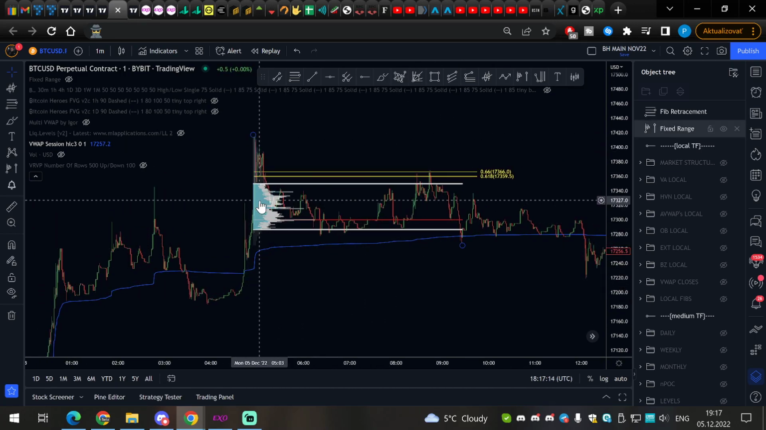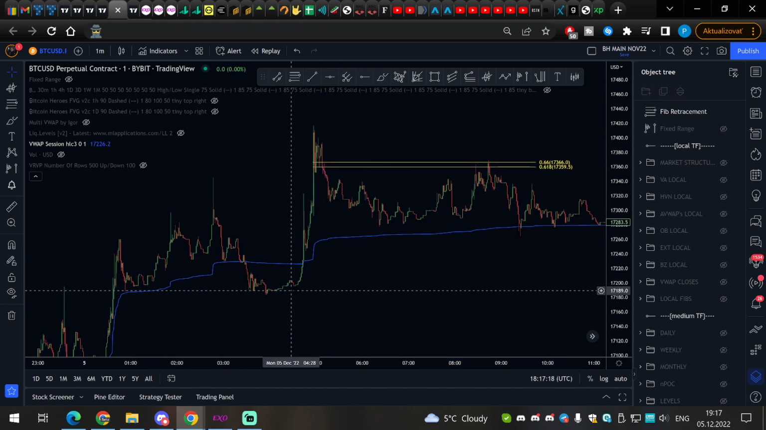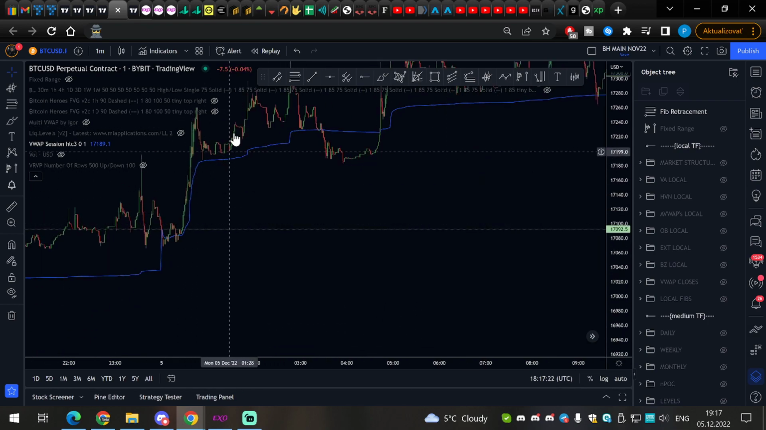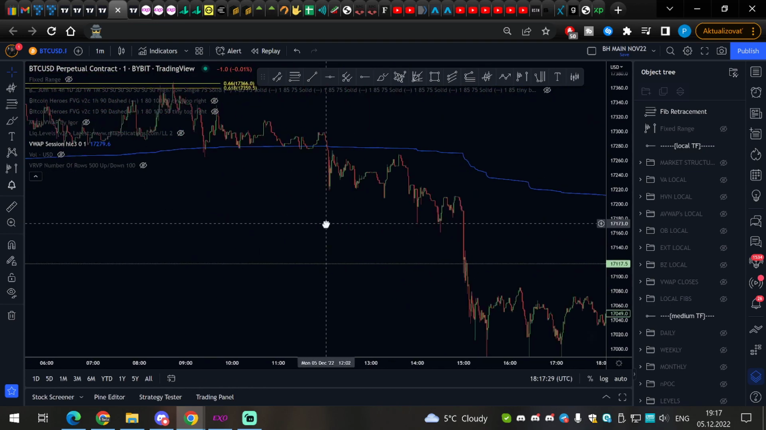So we started to create a really nice small range here. What do you need to know about this? That pump here was very inefficient. It was very pumpy, same as over here. And what Bitcoin loves to do is to fill inefficiencies. That's what happened later today.